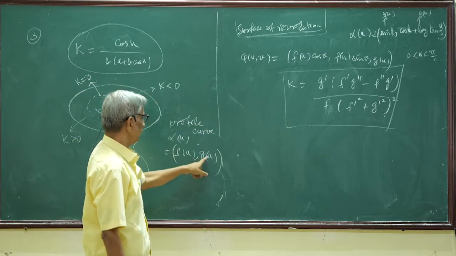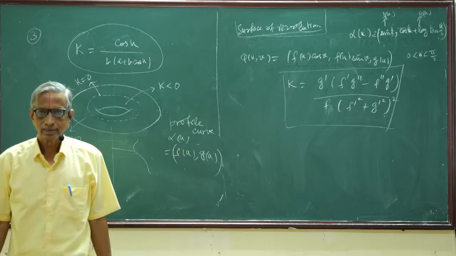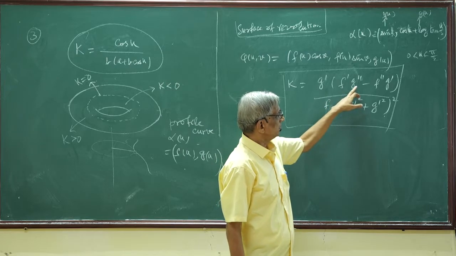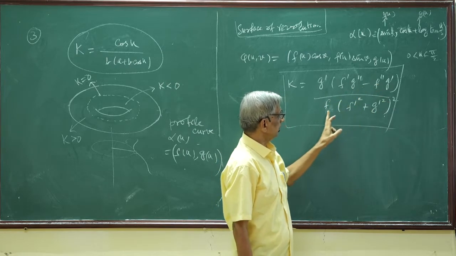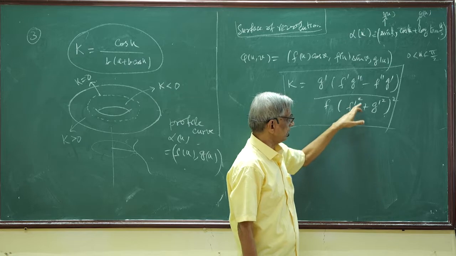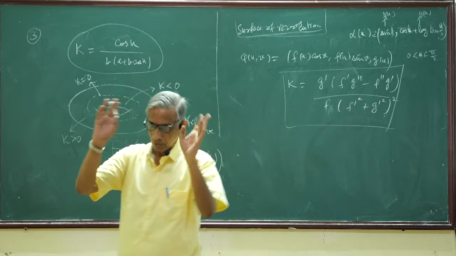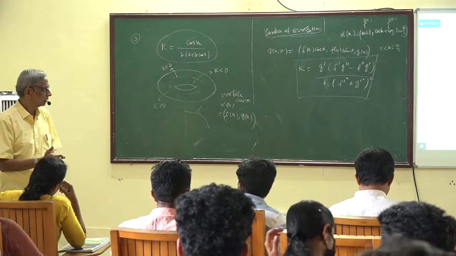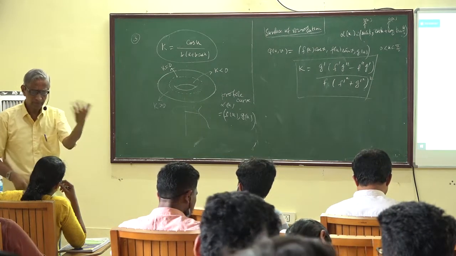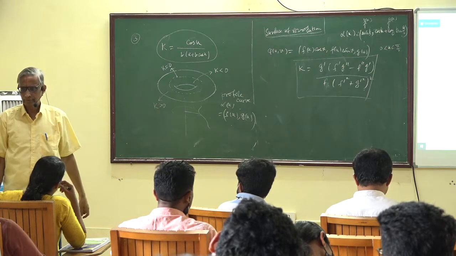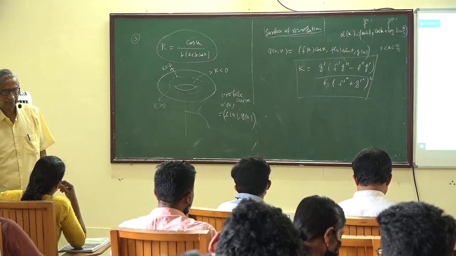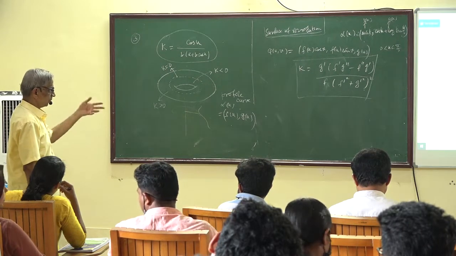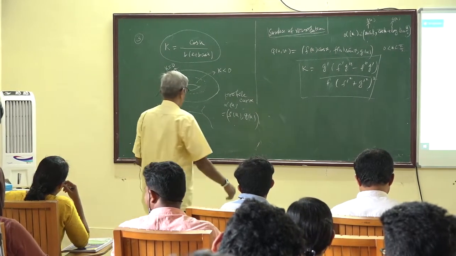F(u) and G(u) are the functions defining the curve like that. So the curvature is G prime, F prime G double prime minus F double prime G prime, over F times (F dash square plus G dash square) whole square. So you can calculate the curvature using this formula even for the torus or for the cylinder, right? But of course, using the earlier formula directly is fine enough.